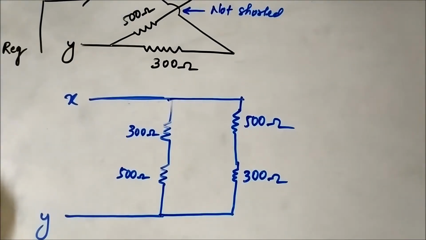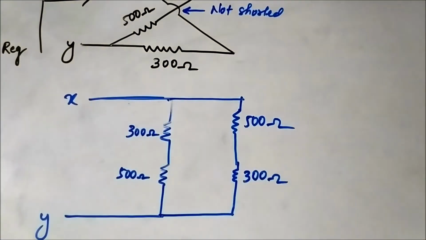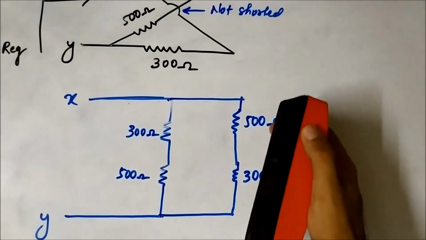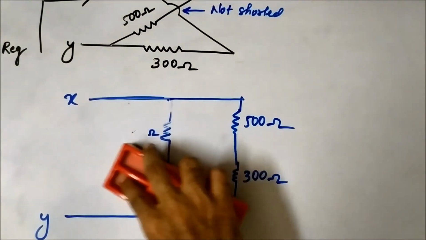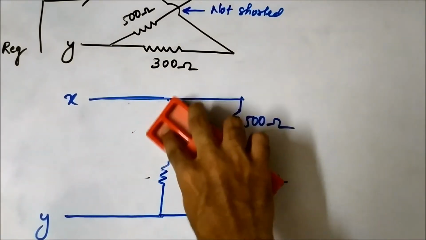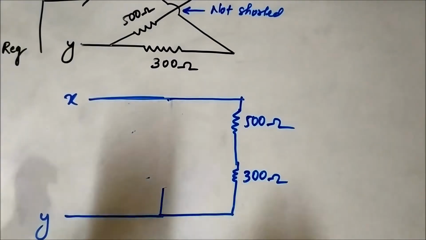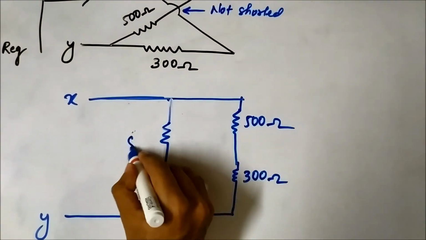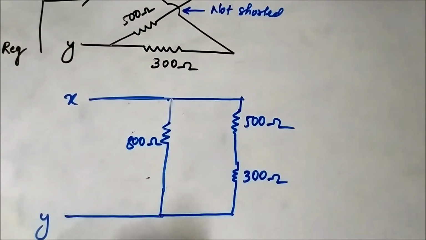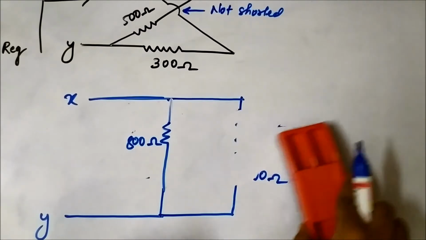It can be further reduced by simply combining these two resistances, because this 300 ohm and 500 ohm are in series, and this 500 ohm and 300 ohm are in series. So the total resistance will simply be the addition of the two resistors, which will be 800 ohm, and here also the total resistance will be 800 ohm.